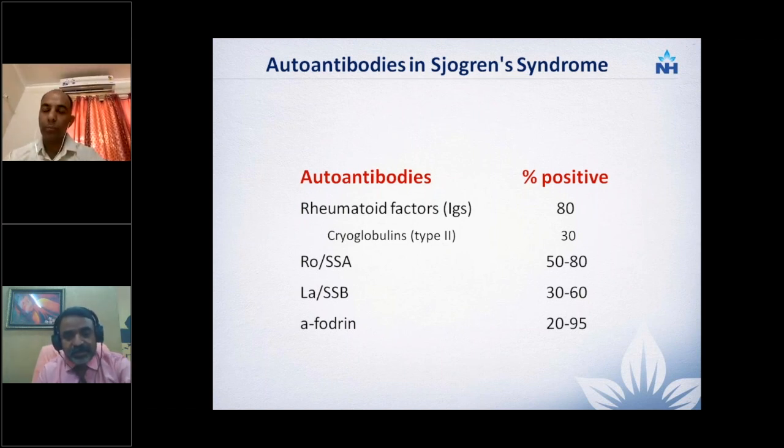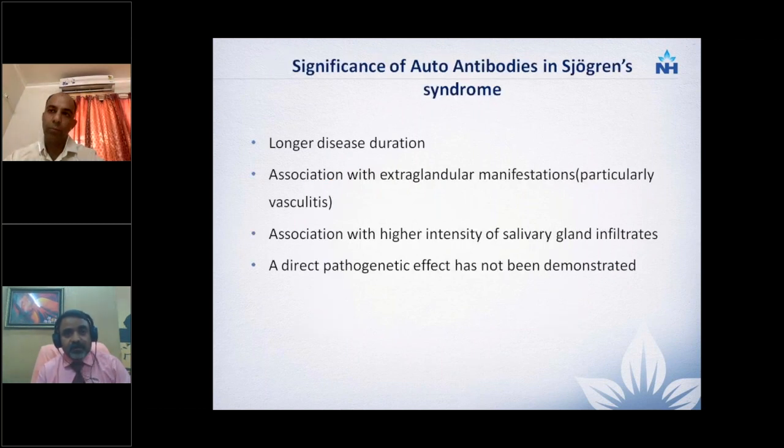Apart from this, anti-SSA was included in the diagnostic criteria. Though anti-SSB (La) positivity is very specific for primary Sjogren's syndrome, its sensitivity is less, so SSA positivity was taken as a criterion to diagnose primary Sjogren's syndrome. So what is the significance of these antibodies?